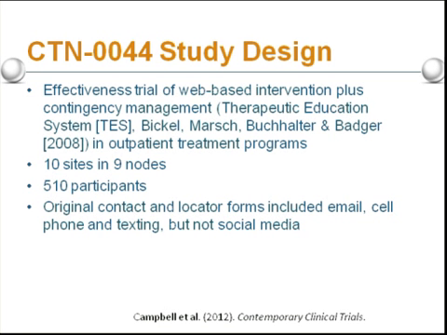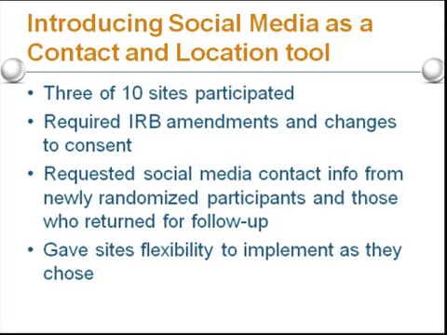So after the trial had started, it wasn't actually the middle, we asked if sites wanted to participate in using social media, and we were able to get 3 of our 10 sites to participate. All of them required IRB amendments and changes to their consent forms. And what they did was, for newly randomized participants and those returning for follow-up, they went back and asked for the social media contact information to try to keep in touch with them on the locator form. We really gave sites flexibility to implement it as they chose, and we used it as a way to just see how it was going to work without any a priori ideas about best practices, because at the time we implemented this, there really were none.